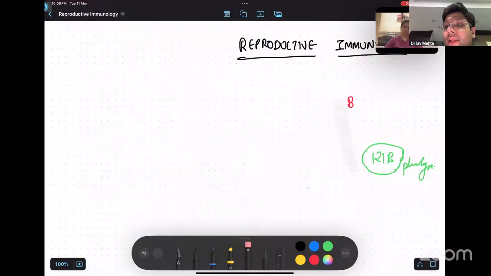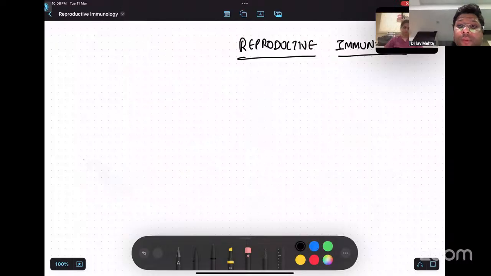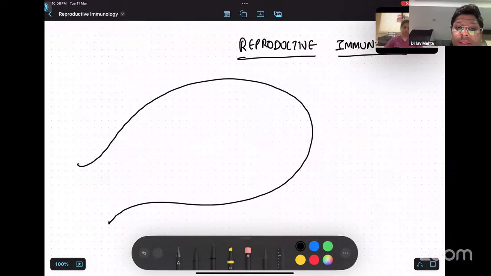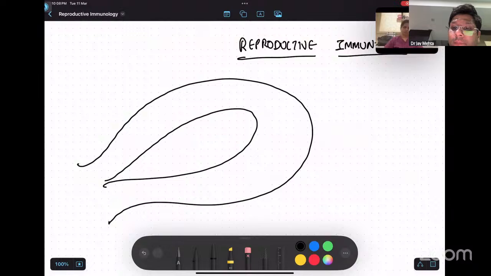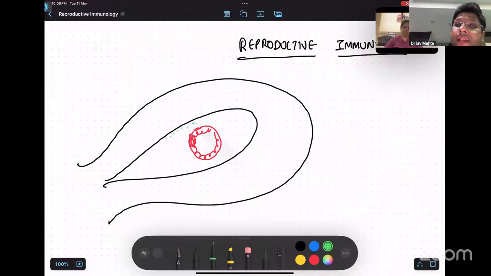So I will give you a very quick recap of everything, as Dr. Shilpa Madam has said, everything to be finished in 15 minutes. This is the uterus. This is the endometrium. This is the embryo, as we all know, the blastocyst embryo. Now, inside the uterus, when you have endometritis, that means there is some bacterial infection present inside the endometrium.